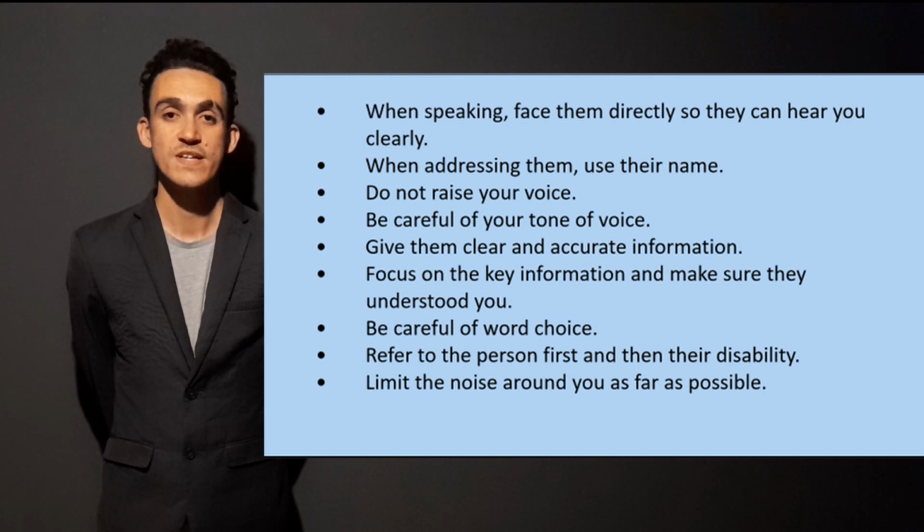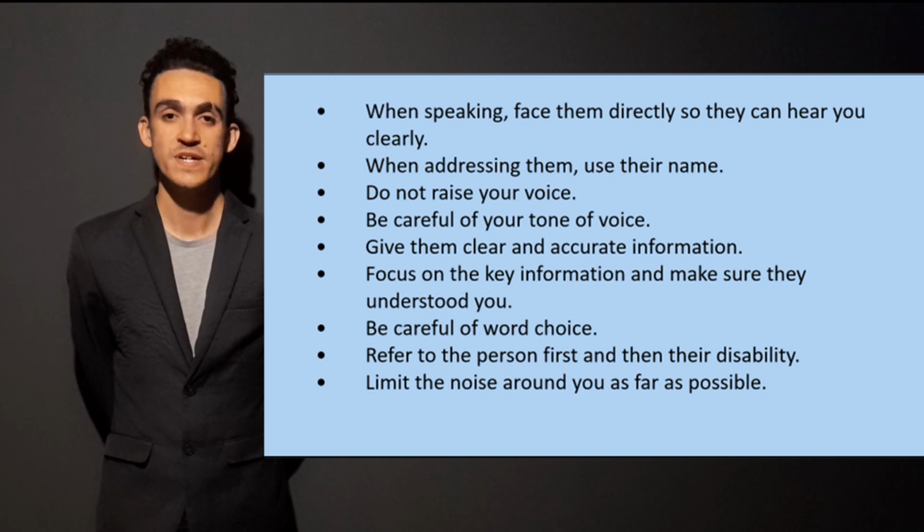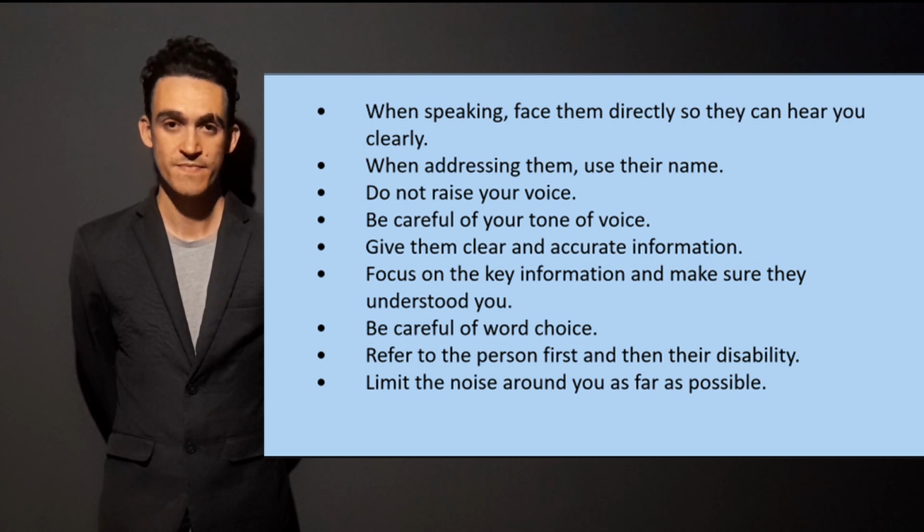Therefore, always give clear and accurate information. Avoid over communicating or giving too much information at once. Focus on key information and make sure that they understand what you are telling them. Be careful of your word choice. Refer to the person first and not the disability. For example, rather say person who is blind instead of saying the blind person. And lastly, make sure to limit the noise around you and them to make sure that they can hear you properly.